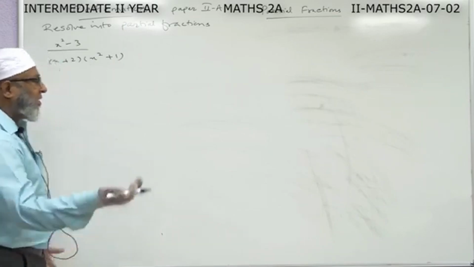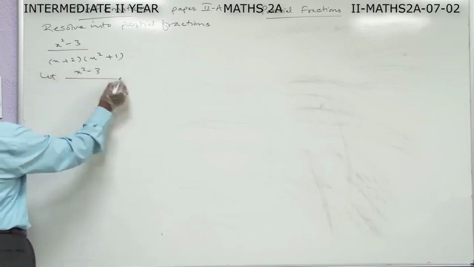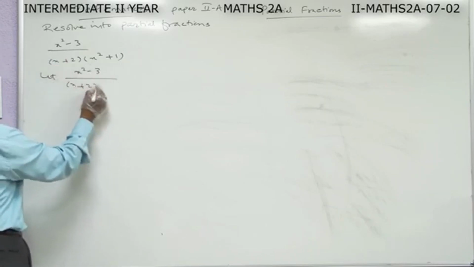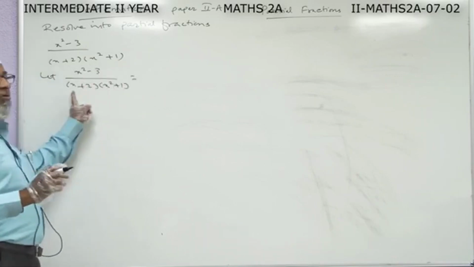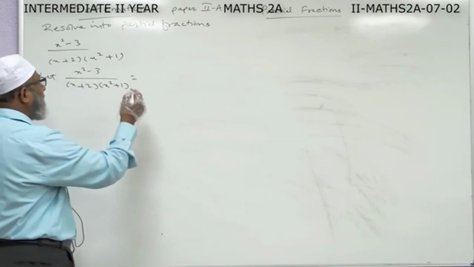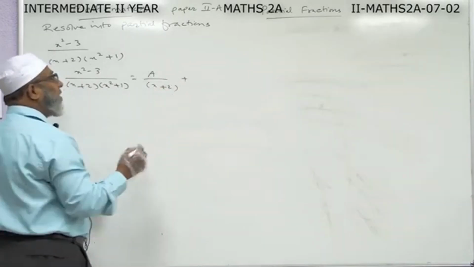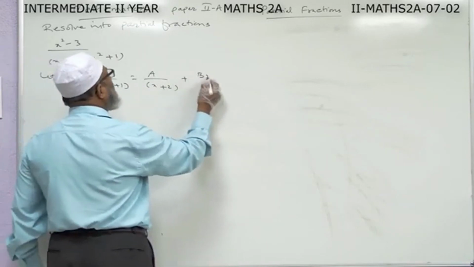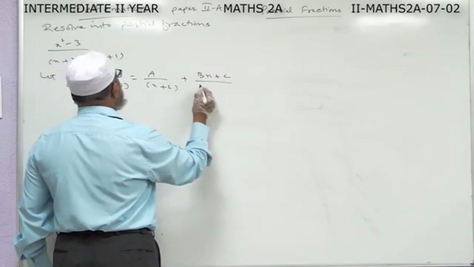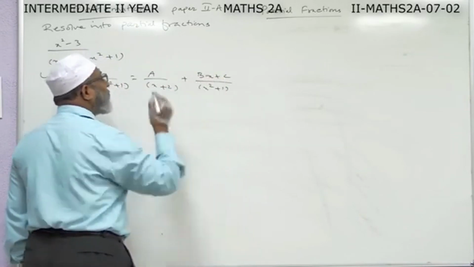So, again, the substitution will be the same: x square minus 3 divided by x plus 2 into x square plus 1 is equal to. Now, for the first part, the substitution is a by x plus 2. For the second part, it is a quadratic one, so the substitution will again be bx plus c divided by x square plus 1.